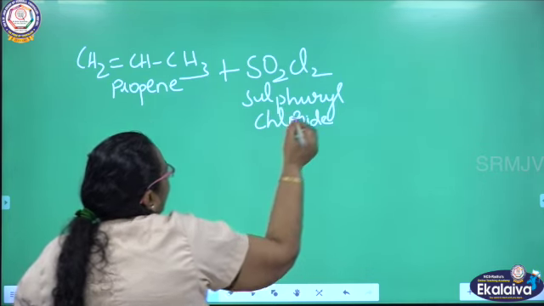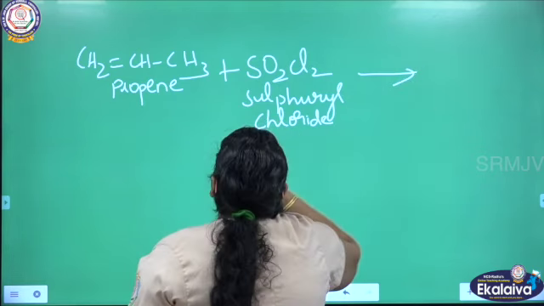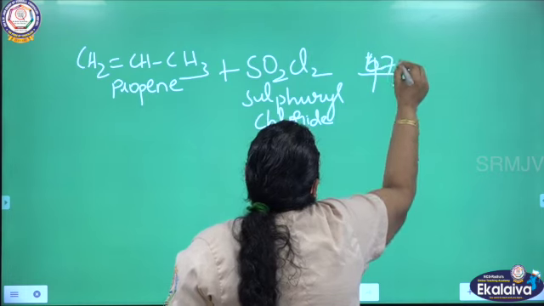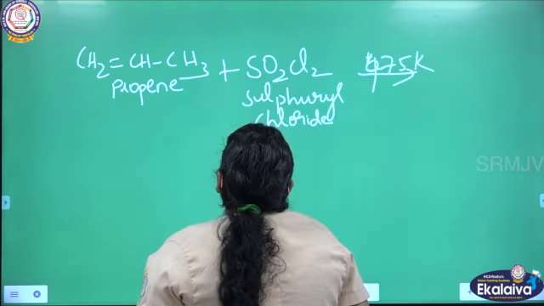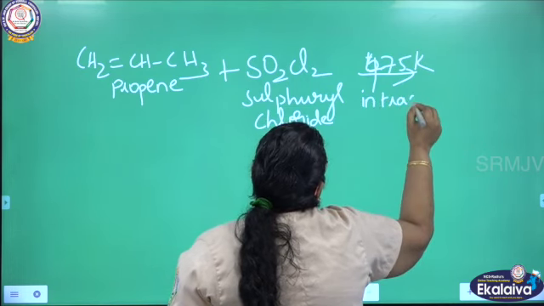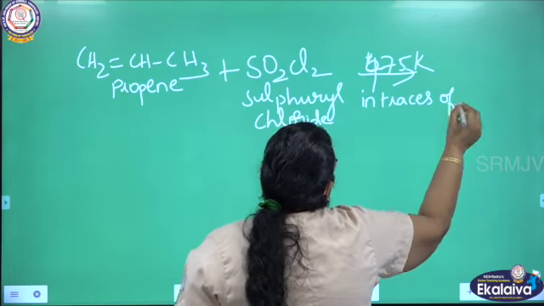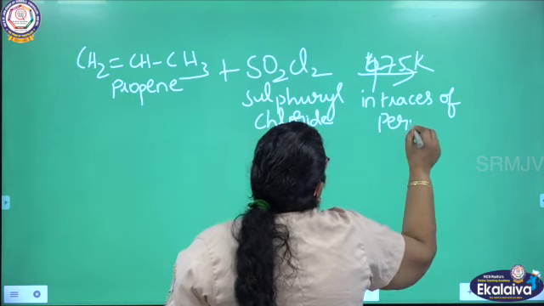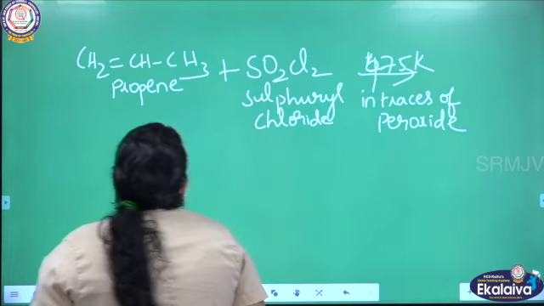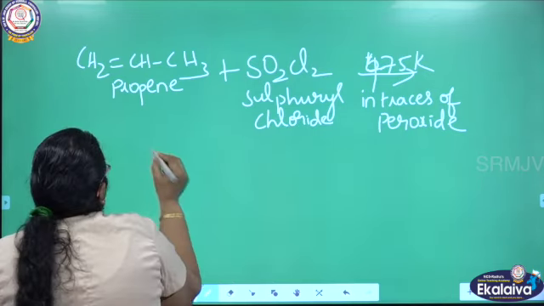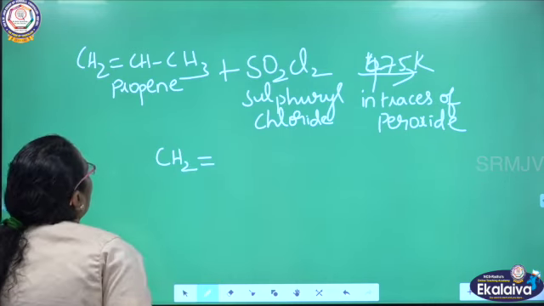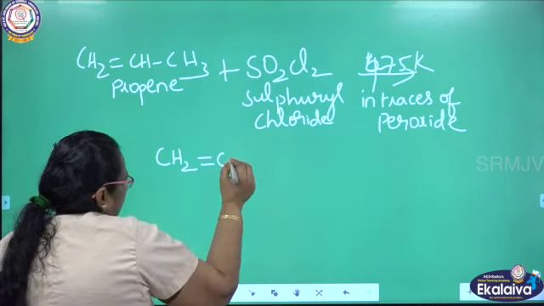Okay. What is the reagent we are going to use, and what is the temperature? Here the temperature is 475 Kelvin, in traces of peroxide. So peroxide is used as a catalyst here. The reaction is carried out at 475 Kelvin. So what are we going to do now? There is a substitution. Listen here. CH2, okay, this double bond will come as it is. This CH also will come as it is.